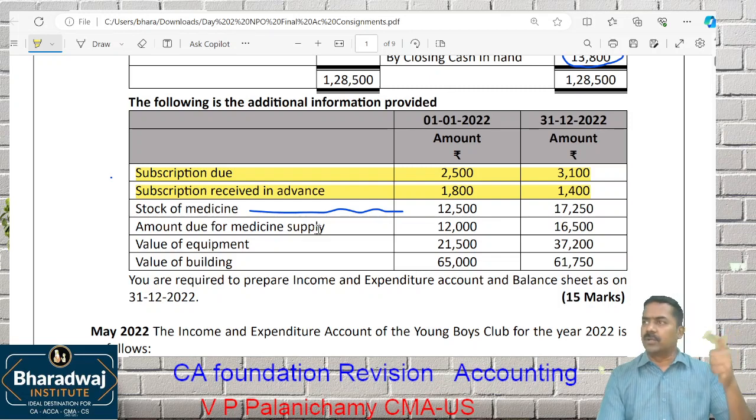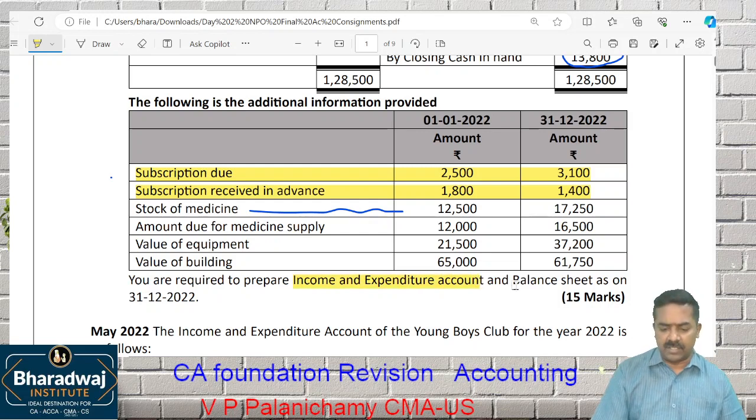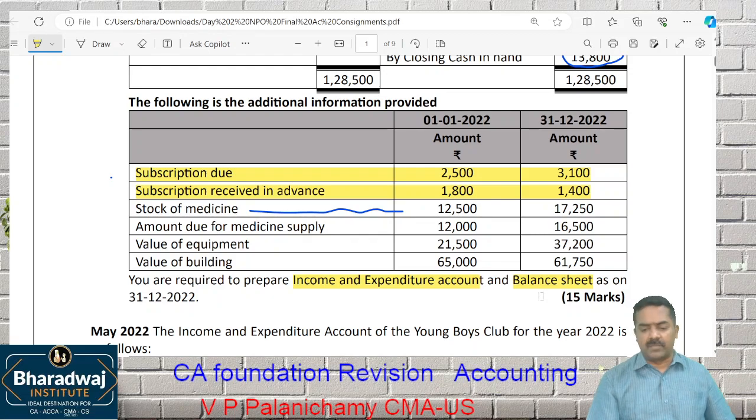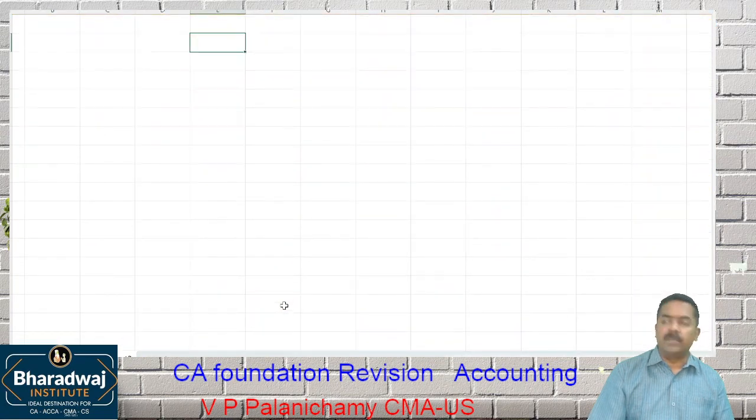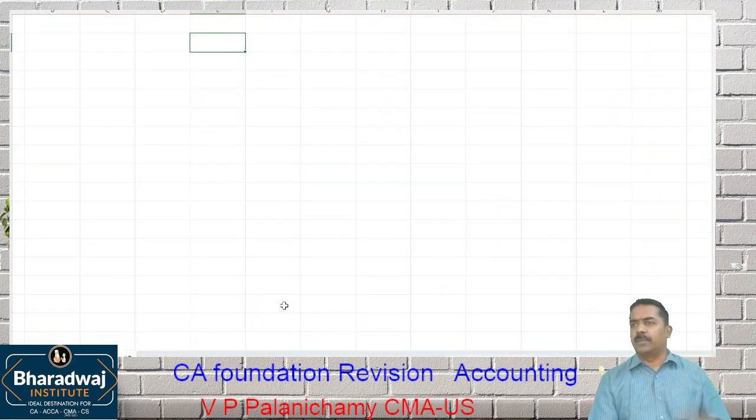Creditors account and which account? That opening stock, purchases, closing stock and all. They have given the value of equipment and value of building. They are asking you to prepare income and expenditure account and which one? Balance sheet. For preparing balance sheet, we need complete information, but here complete information is not available. So, simple. Prepare balance sheet at the beginning of the year to find out opening capital fund.